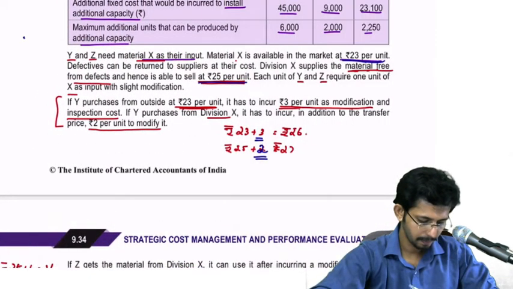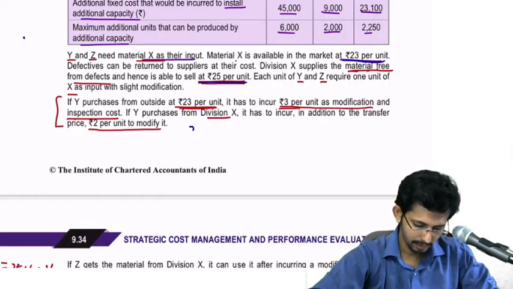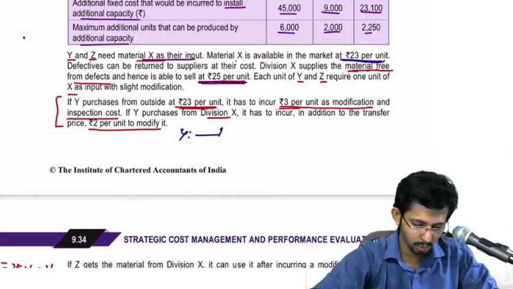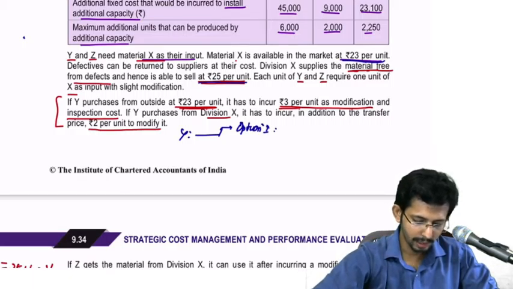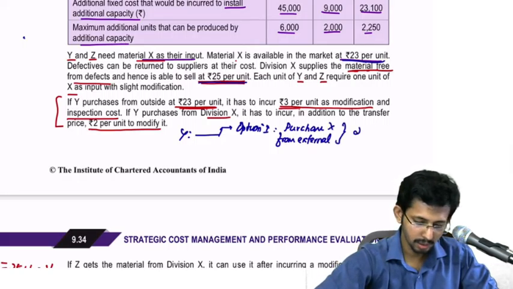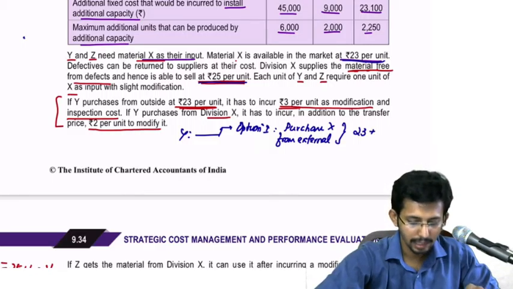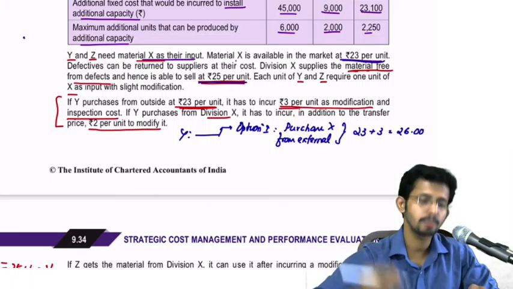Now if you come to division Y, they say that division Y has got two options. Option 1 is to purchase X from an external vendor. What will be the cost? 23 rupees, plus how much cost will it incur after purchasing? It will incur 3 rupees. So the total cost per unit will be 26 per unit.